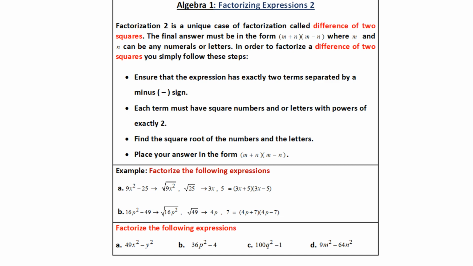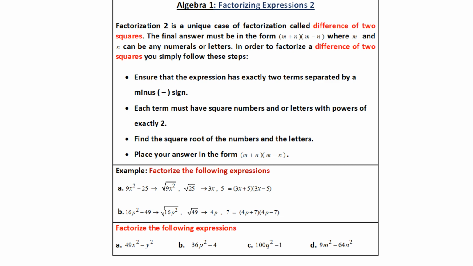Second example, 16p squared subtract 49. Is 16 a square number? Yes. Is p squared a square number? Yes. Is there a subtraction sign? Yes. Is 49 a square number? Yes. Two terms, square numbers, separated by a subtraction sign. Square root of 16 is 4, and square root of p squared is p, so you have 4p. Square root of 49 is 7, so you have 4p plus 7, 4p minus 7.